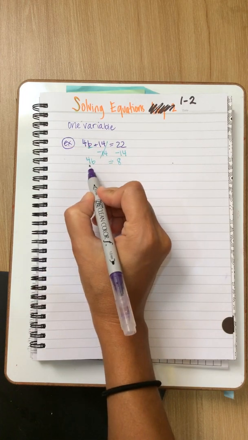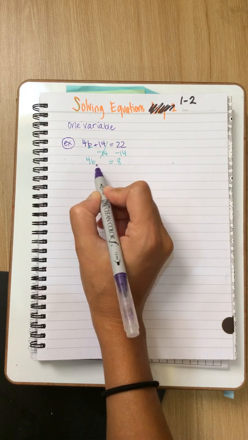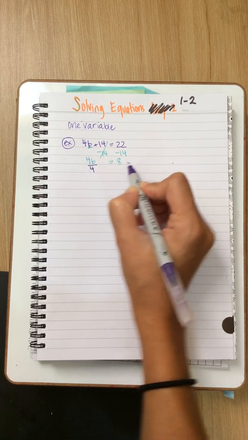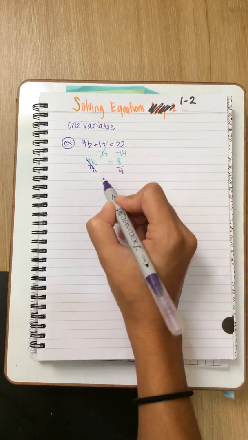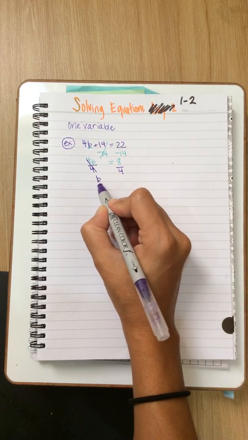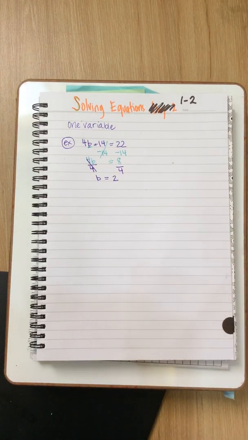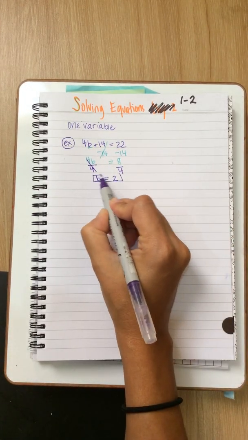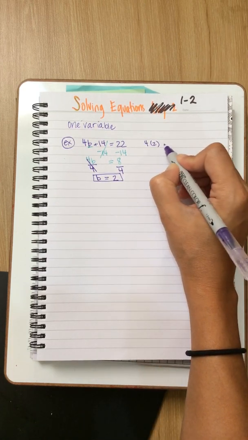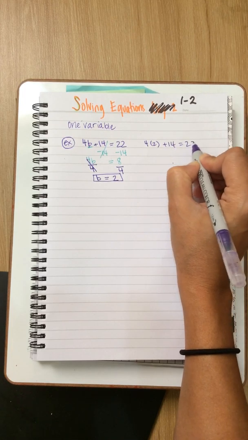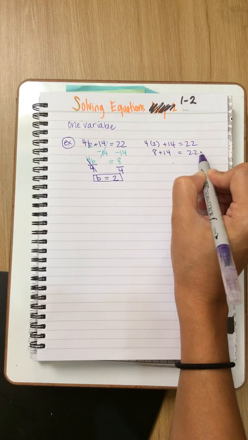I need to get rid of this 4 because this b wants to be by himself. So b times 4, the inverse of times 4 is to divide by 4. Whatever I do to one side, I have to do to the other. My 4s cancel out because I now just have 1b, so I can write it like that. And b equals, well, 8 divided by 4, that's 2. So this is my answer. And remember, you can check it because I can say 4 times 2 plus 14. Does that equal 22? Let's check. 4 times 2 is 8. 8 plus 14 equals 22. Yep, I'm right.